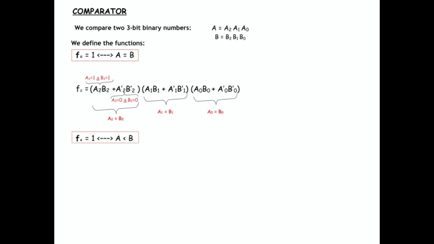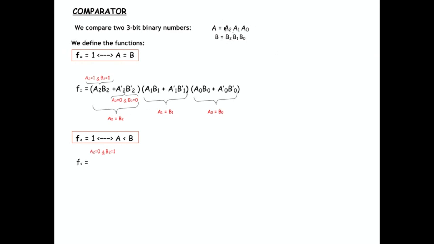Now we need to look at two other possibilities, or two other possible functions when we compare numbers. It could be greater than or less than. So let's look at the less than function first. The less than function is going to be 1 if A is less than B. Otherwise, it's going to be 0.